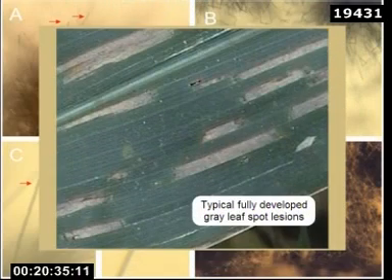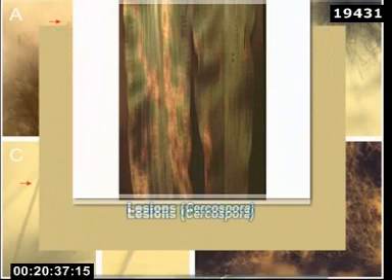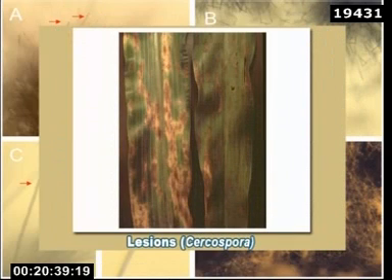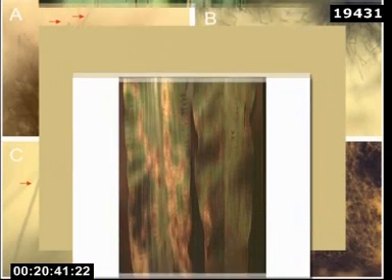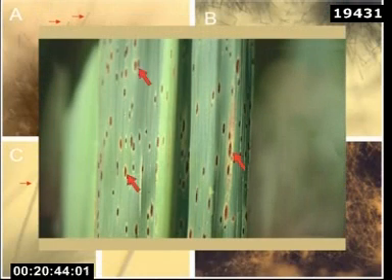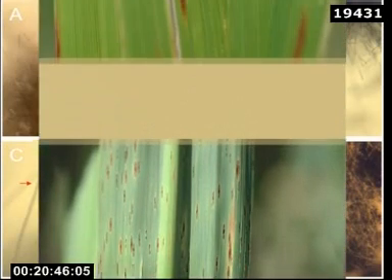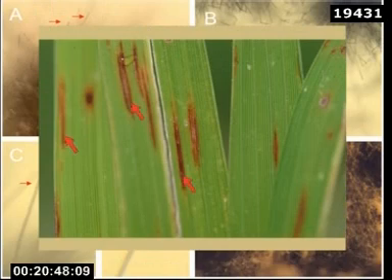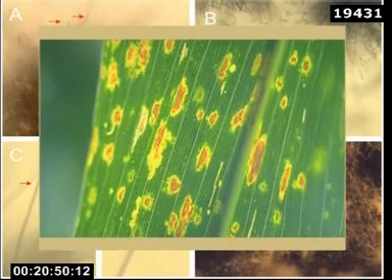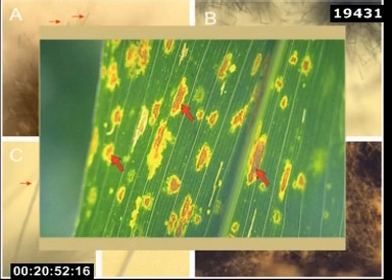Now, symptoms of this disease. Mature foliar lesions are rectangular, gray to tan in color, long and run parallel to the leaf veins. Under severe disease, lesions may coalesce and blight the entire leaf. Initially, tan-colored lesions are confined to leaf margins as the fungi are not able to penetrate sclerenchyma tissue in the leaf veins.